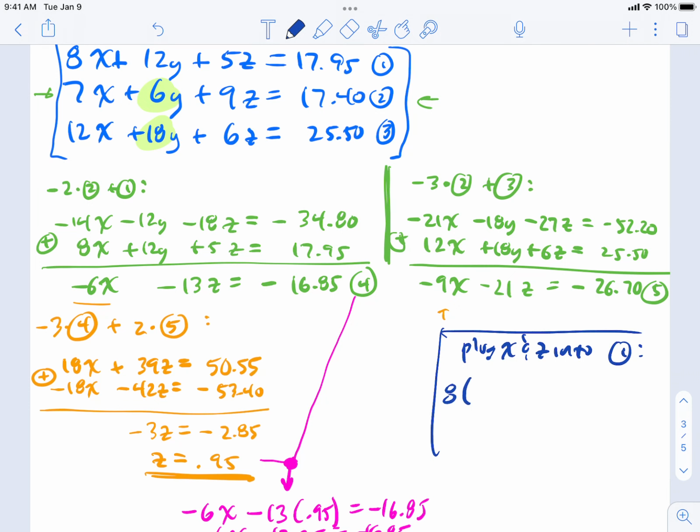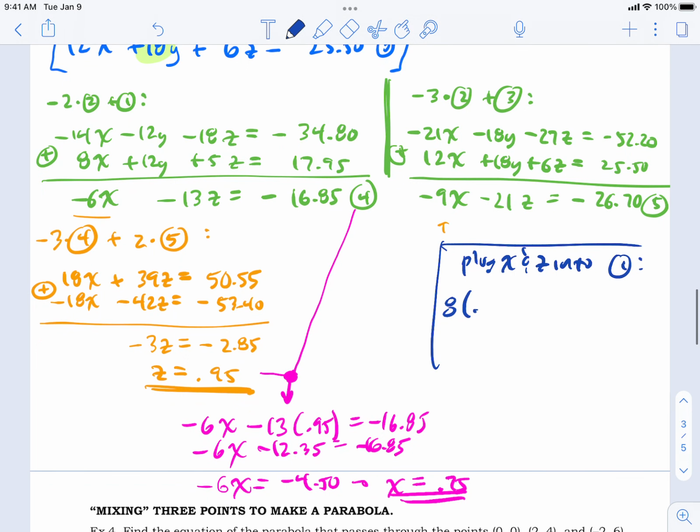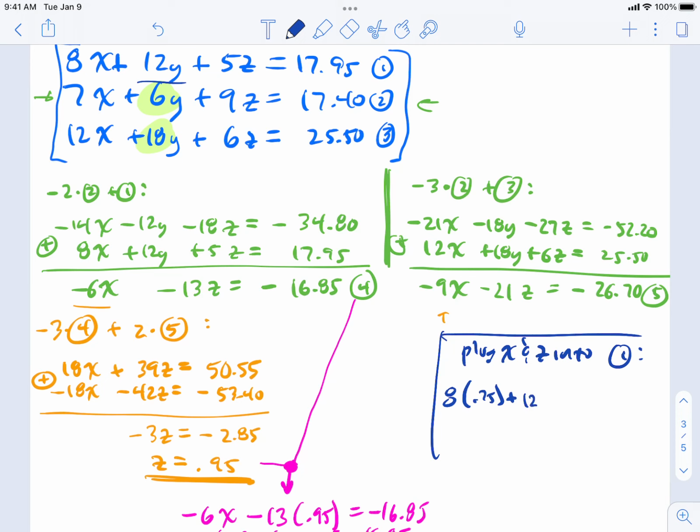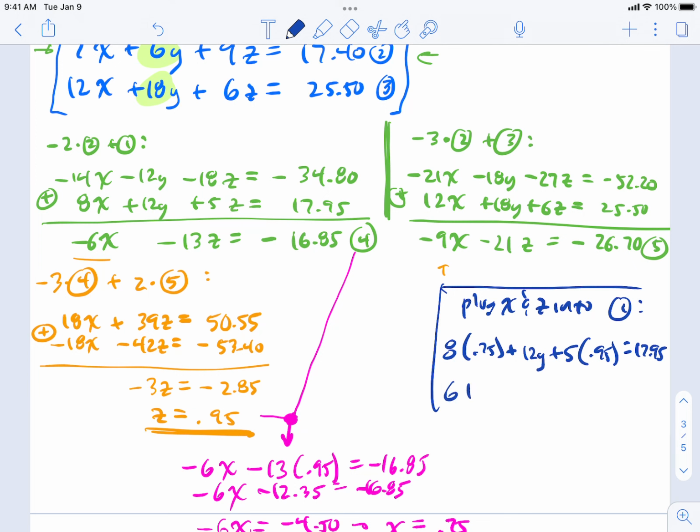So it's 8 times x, x is 0.75, plus, looking at equation 1 up here, 12 times y, plus 5 times z, z is 0.95. Those have to add up to 17.95. 8 times 0.75 is a 6, plus a 12y, 5 times 0.95 is a 4.75, I believe, equals 17.95, so 12y is going to be 17.95 minus 10.75. It's going to be 7.20. And so y is going to come out to 0.60.